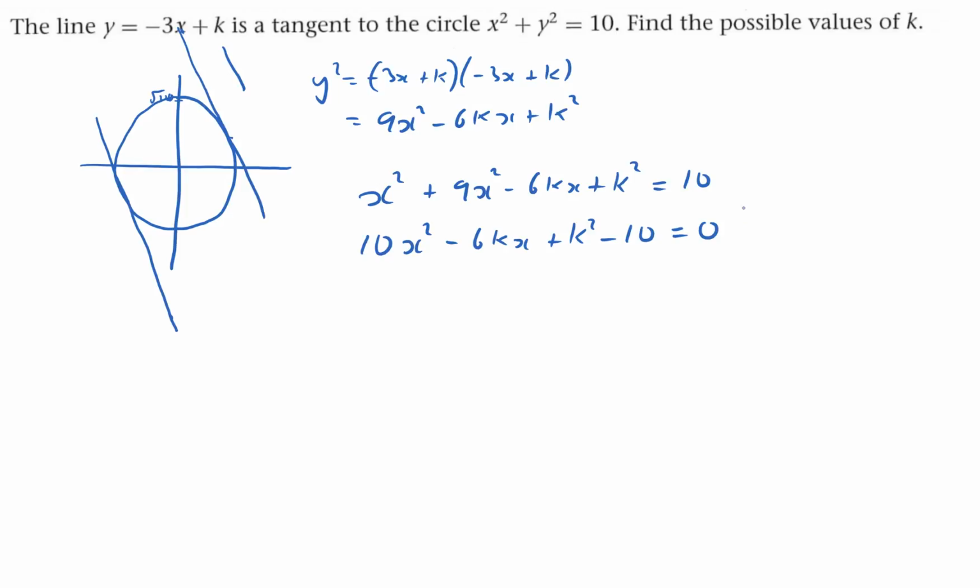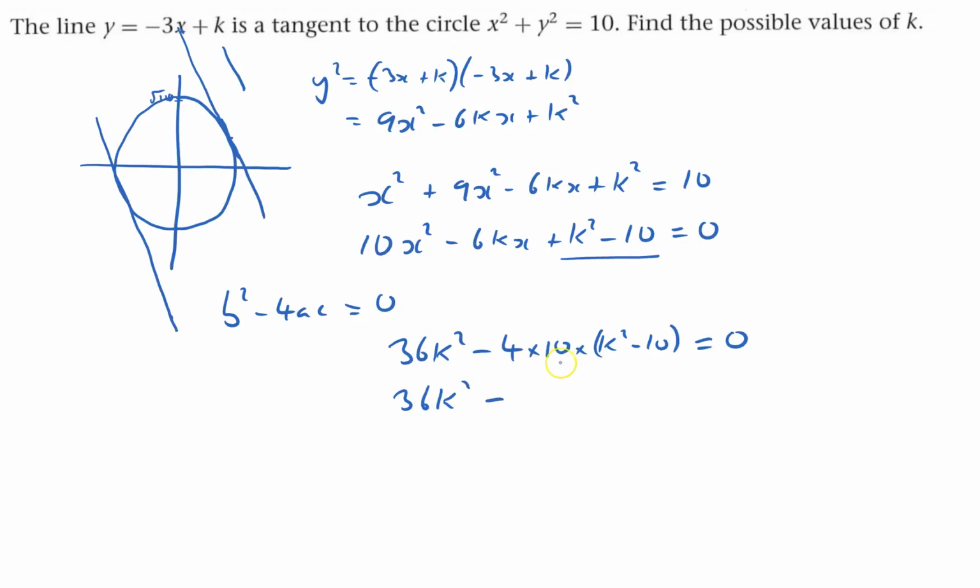It looks like we've got two equations and two unknowns here, but we've got one extra bit of information. We know that it's a tangent, and therefore it touches once, and therefore there'll be one repeated root. So this is about b squared minus 4ac from the discriminant, and that is going to have to equal 0. So b squared is negative 6k times negative 6k, which is 36k squared, minus 4 times a, which is 10, times c, which is this whole bit, k squared minus 10, and that's got to equal 0 because it's a tangent.